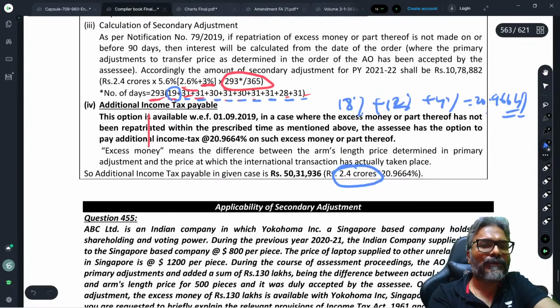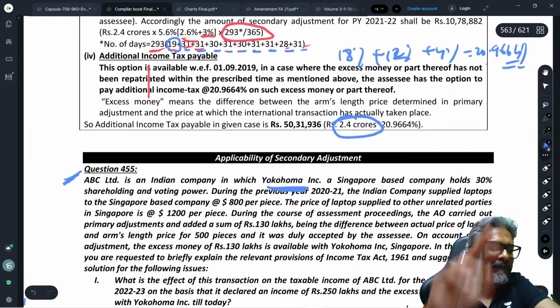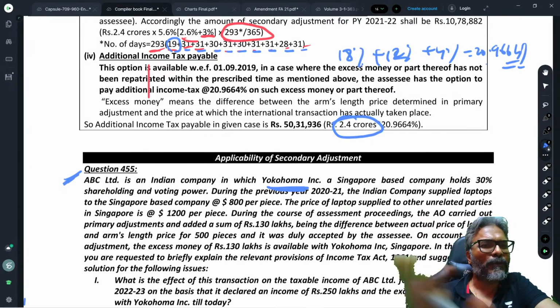Now, students, one question is for your homework. Please ensure to do this question as homework. We have done the best question, so this question is a simpler one. You can just do this question and that should be all.